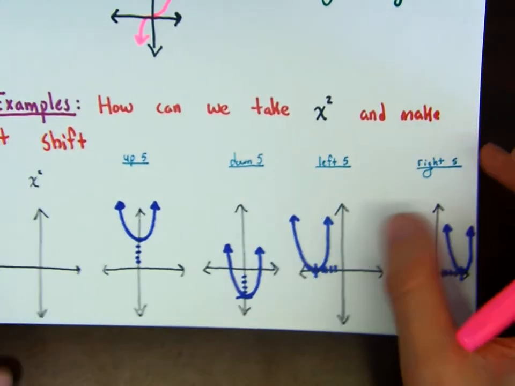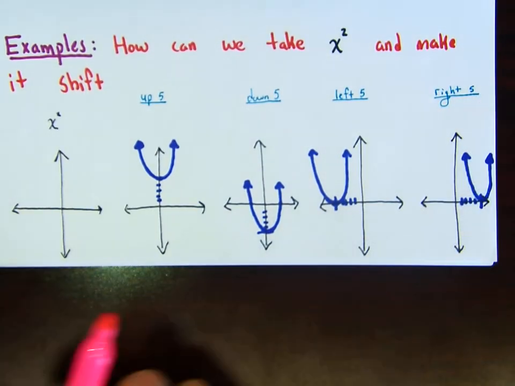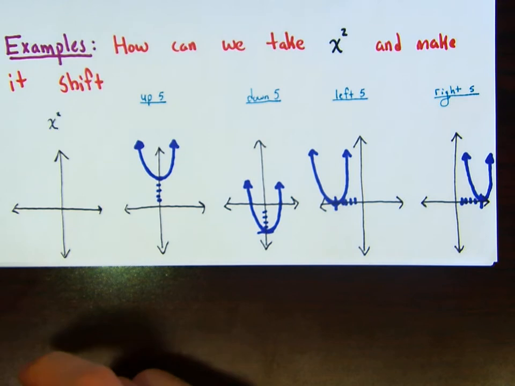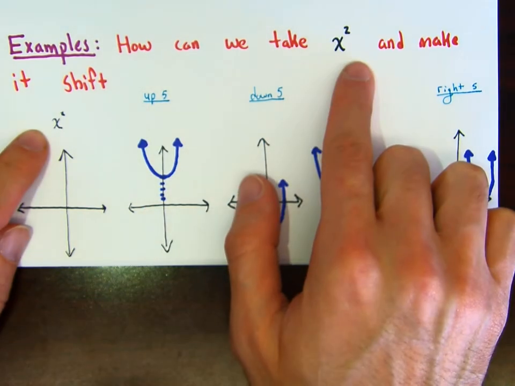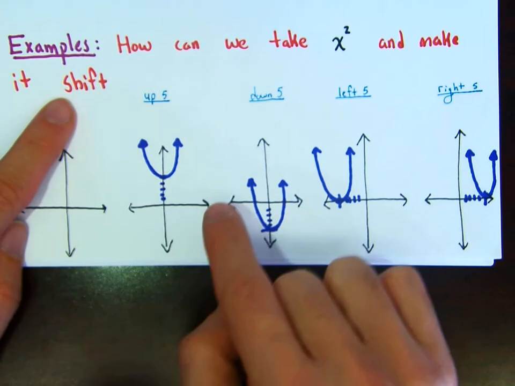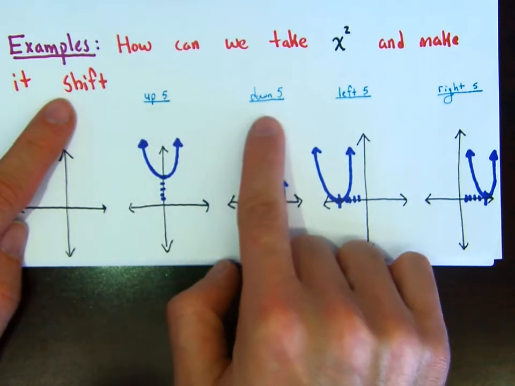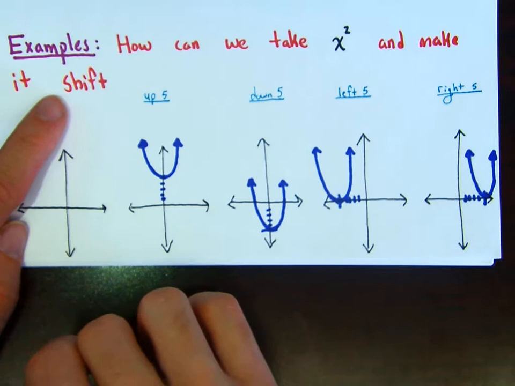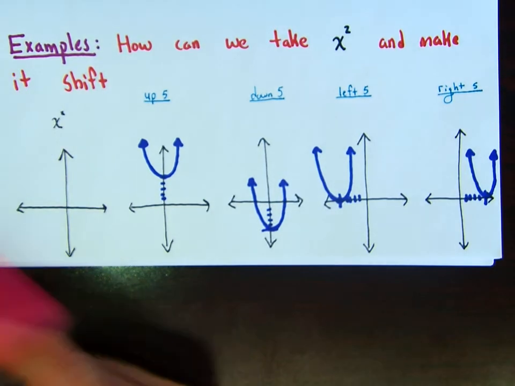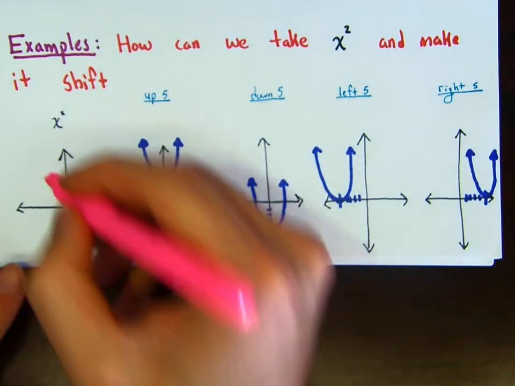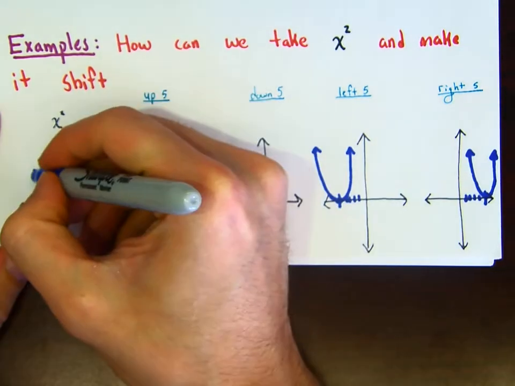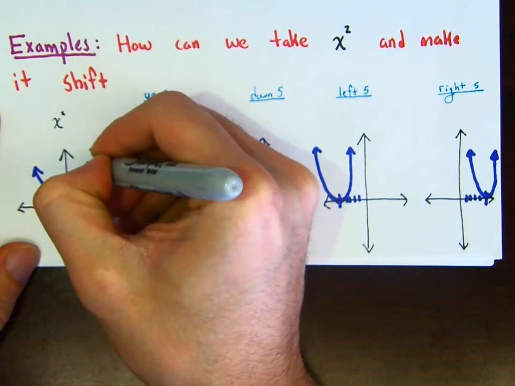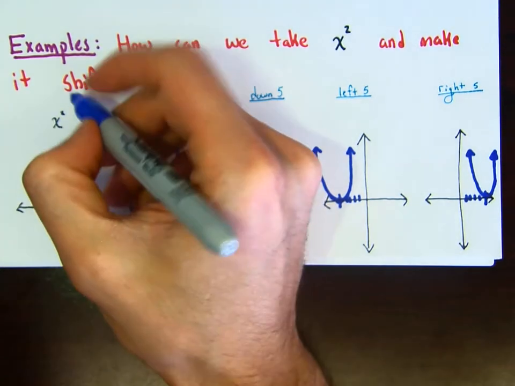Take a second and have it in your notes, right? Here, the idea is, let's say we have the function x squared, right? How can we take x squared and make it shift up 5, down 5, left 5, right 5? And algebraically, how are you doing it? So if I have x squared, for example, x squared looks like this. That's x squared. Happy face.